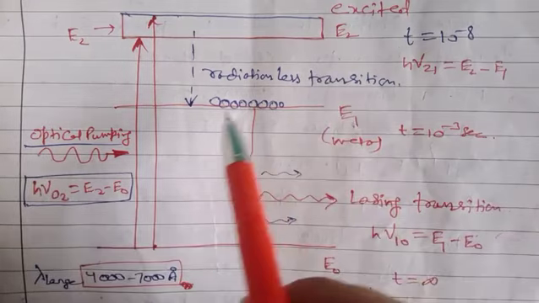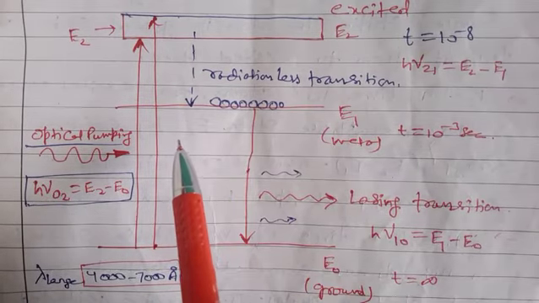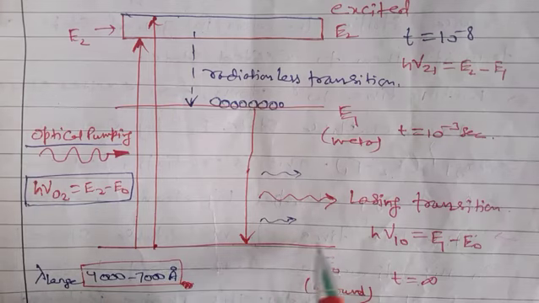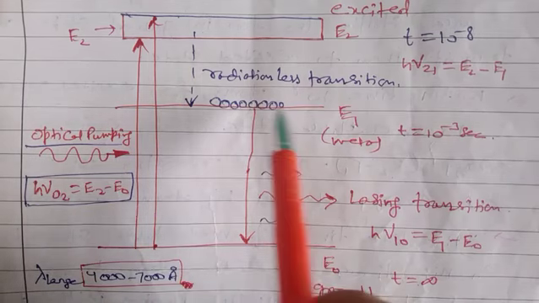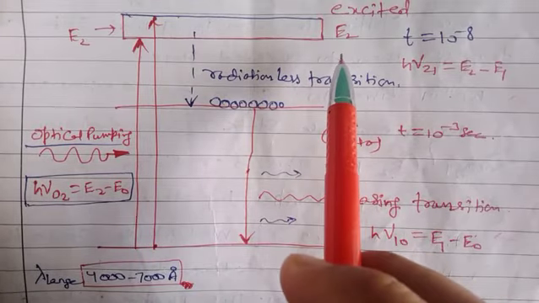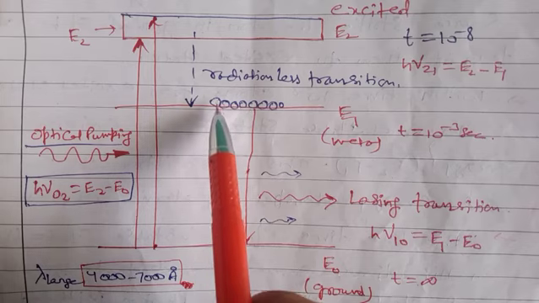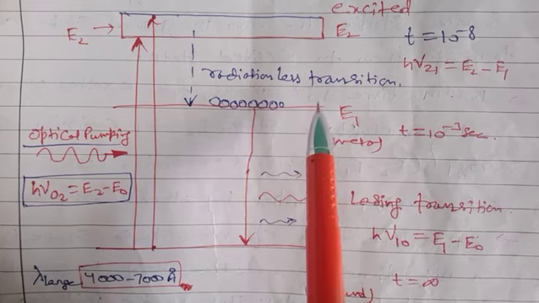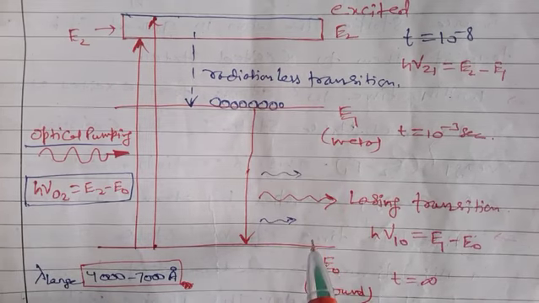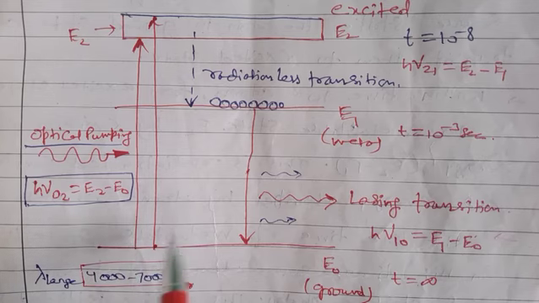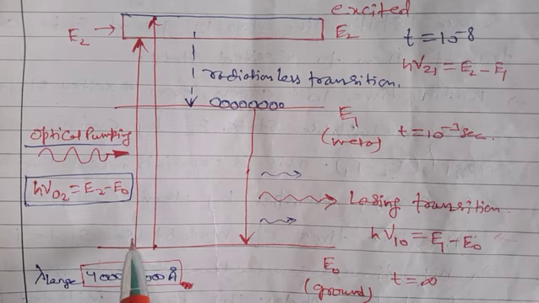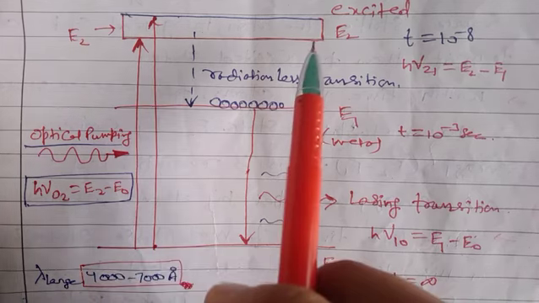There are three states required for the population inversion. One is the ground state, another is the metastable state, and the third one is the excited state. So population inversion means the number of atoms present in the metastable state is greater than in the ground state. A xenon lamp is generally used for the optical pumping. So with the help of optical pumping, these electrons jump from the ground state to the excited state.